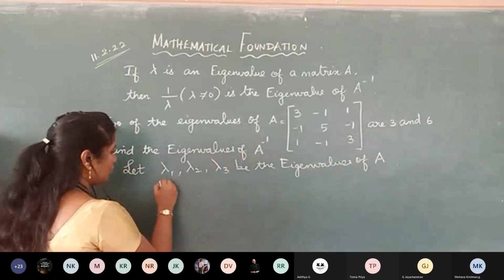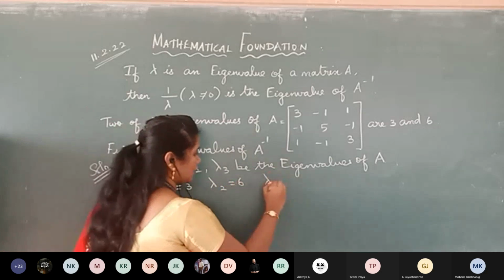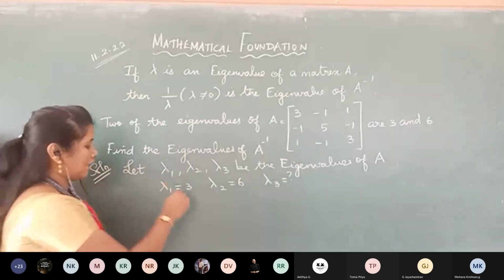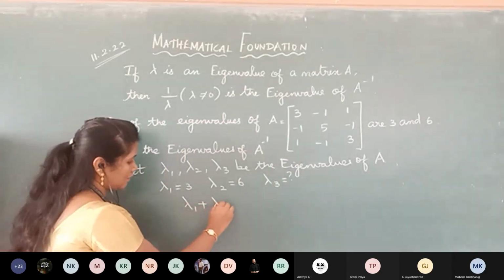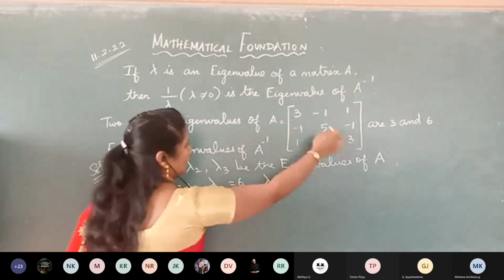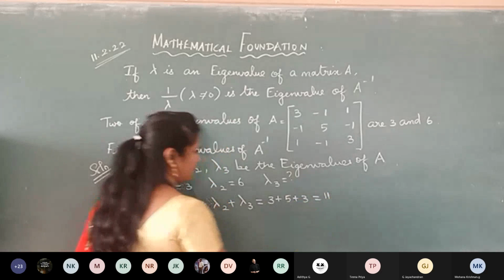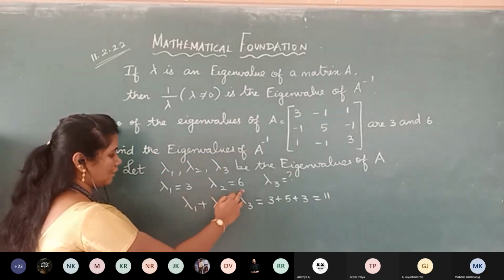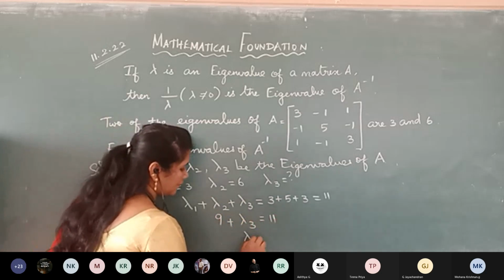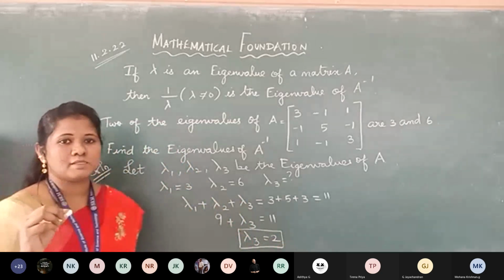Okay, and they have given your lambda 1 is equal to 3, lambda 2 is equal to 6. You don't know what is your lambda 3. Okay, so we are using your first property. That property is the sum of the eigenvalues is equal to sum of the main diagonal elements. So that will be 3 plus 5 plus 3. So that is equal to 8, 11. Okay. And you know the value of lambda 1 and lambda 2. So that is 9 plus lambda 3 equal to 11. So from here, lambda 3 is equal to, okay, so your lambda 3 is equal to 2.